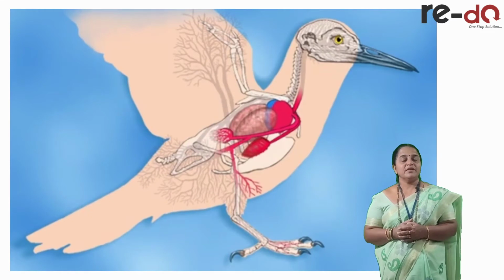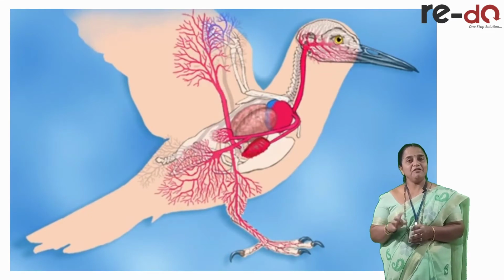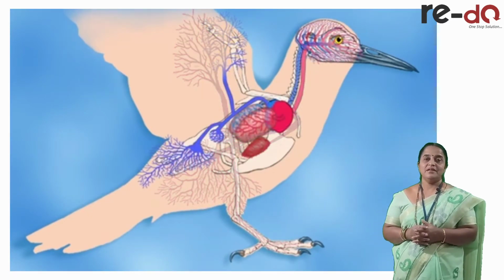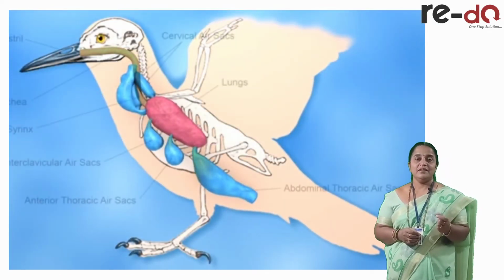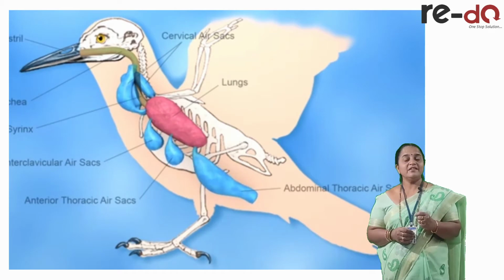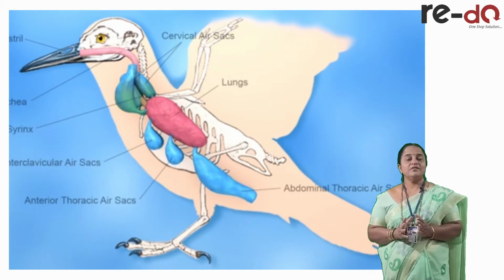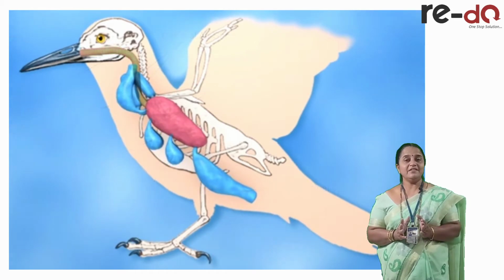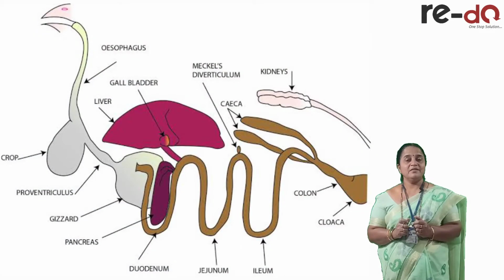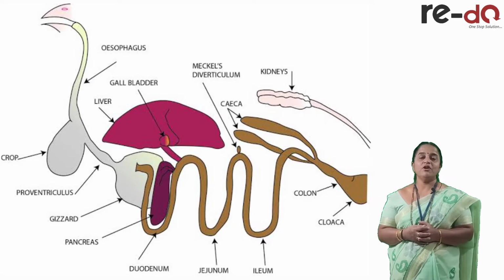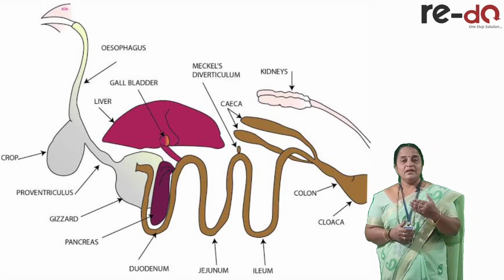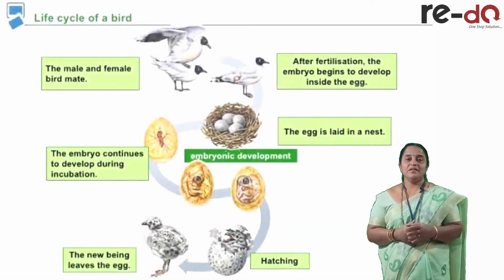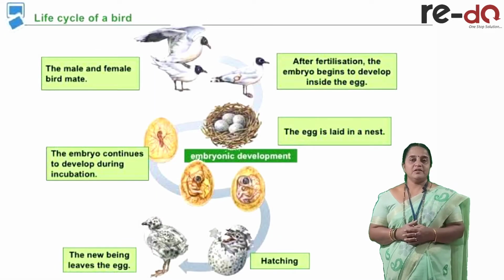Circulatory system is closed type, having a 4-chambered heart. Respiration is pulmonary with the help of lungs. They have an excretory system with specific kidneys, ureters, bladder, but they excrete uric acid. So we call them uricotelic animals. Coming to reproduction, they are unisexual.